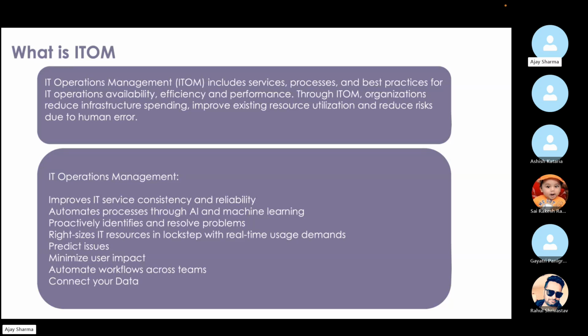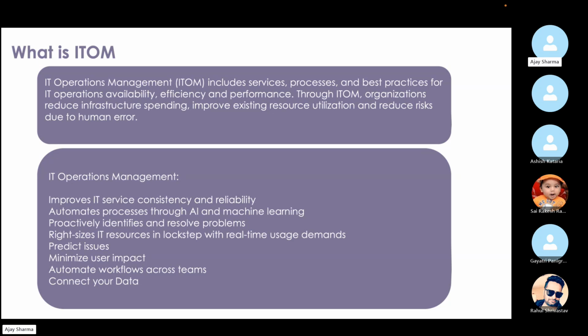But how can it help? I have also mentioned a couple of things here: improve IT service consistency and reliability, and automate processes through AI and machine learning. Where AI and machine learning come into the picture is in event management and service mapping. While you are using event management or service mapping, machine learning comes into the picture and automatically creates the connections from one server to the next level of servers, right?